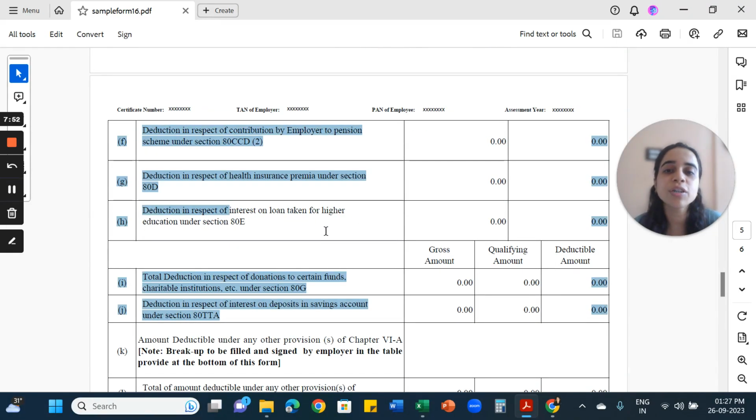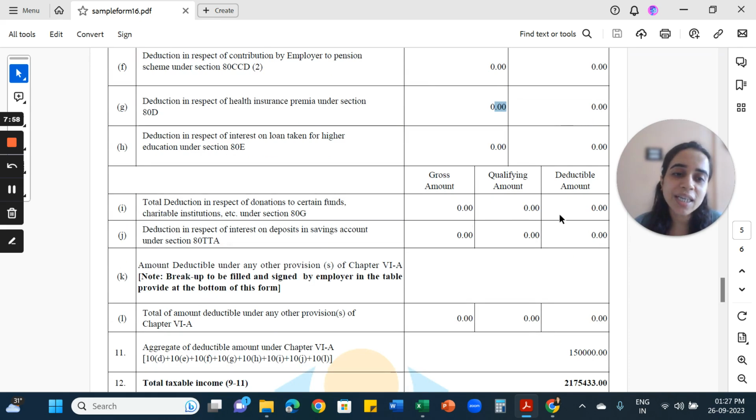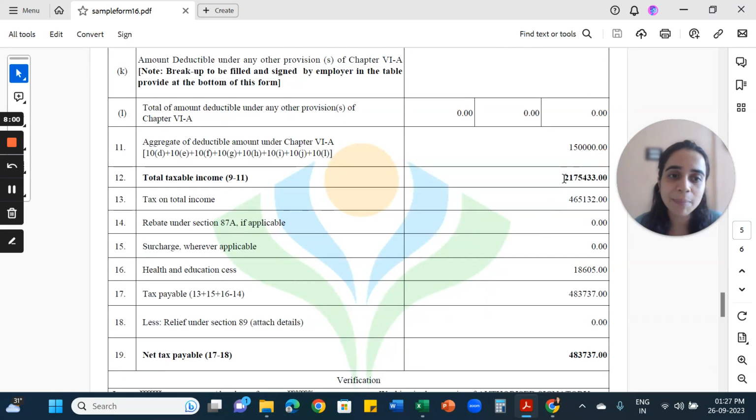If you have taken some education loan, what about the interest, what about the health insurance premium? All these are the deductions. For example, in this case it is 150. So now finally you have to pay tax on only 2175. So the calculation has been done on 2175. Tax calculated is 465. We will learn how to calculate this.